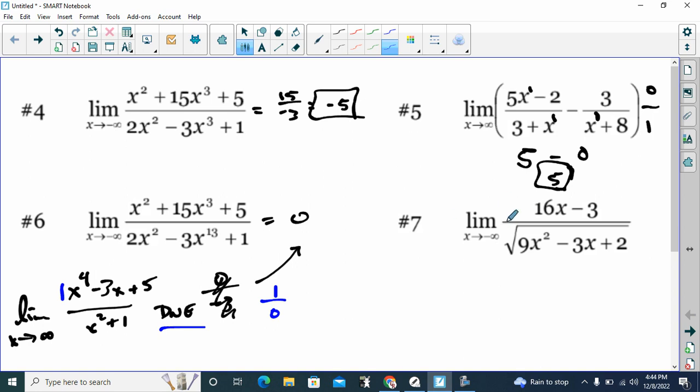The ones with square roots, we start the same way. Highest power of x on the top is 1. On the bottom is square root of x squared, which is also x to the first. So we are dividing the coefficients. 16 divided by square root of 9. If x was approaching positive infinity, we would have 4/3.